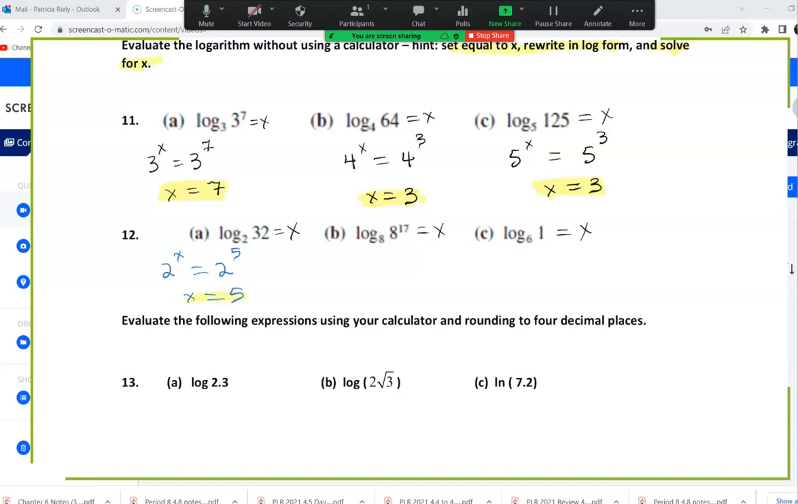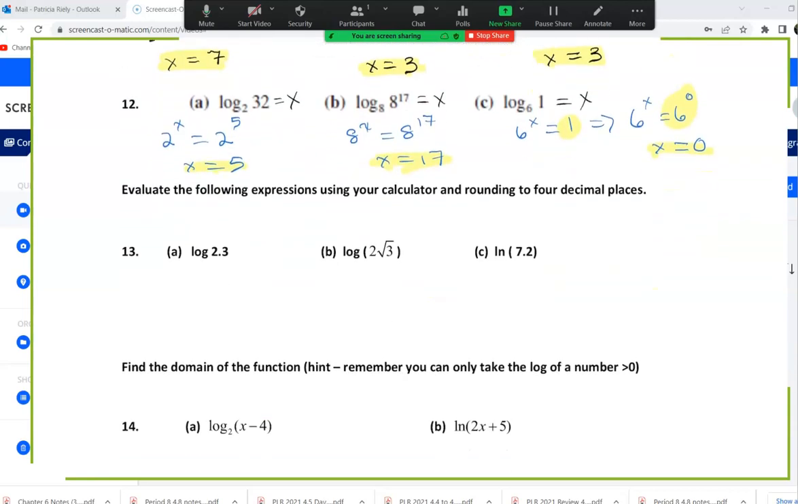Done. Okay, so this is 8 to the x equals 8 to the 17. Therefore, x must equal 17. That's done. Okay, this next one, your base is 6. Logs equal exponents. That's your exponent. That has to equal 1. Now, here's when you have to remember something. Any base raised to the 0 power is 1. So that's going to let me see that x equals 0. And now I am done. Okay, you definitely want to know this. You want to know that equals 1.